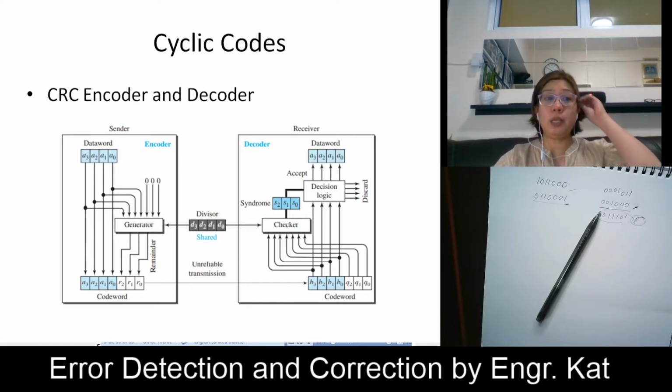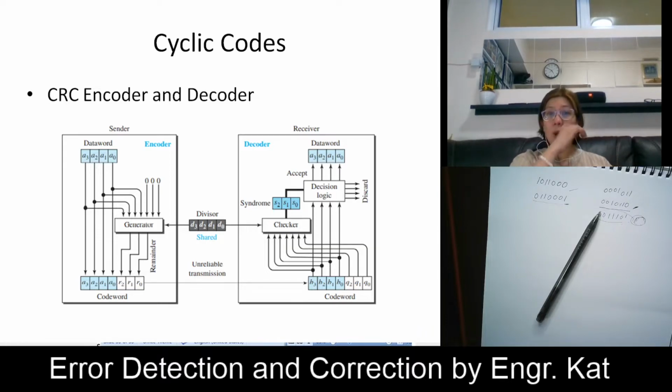Okay, so this is how the CRC, cyclic redundancy checking, encoder and decoder looks like. So how does it function, class?